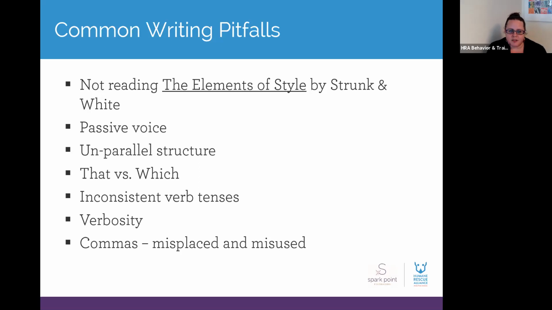Another one is that versus which. They have different meanings and people often use them interchangeably when they shouldn't. So that's also detailed in those extra slides. Inconsistent verb tenses are similar to unparallel structure, but not just in a list, right? So you want to make sure you're always writing in the present tense or in the future tense when you're talking about your work.